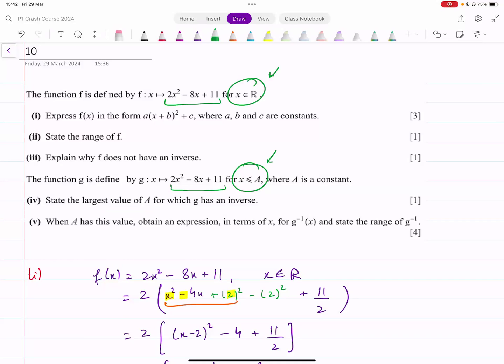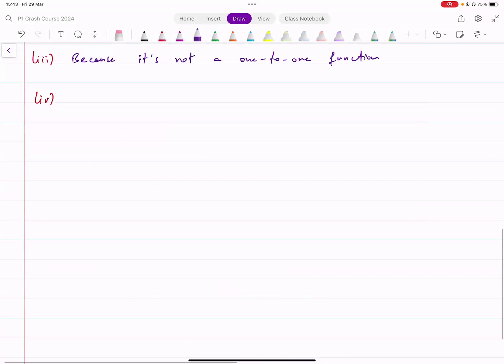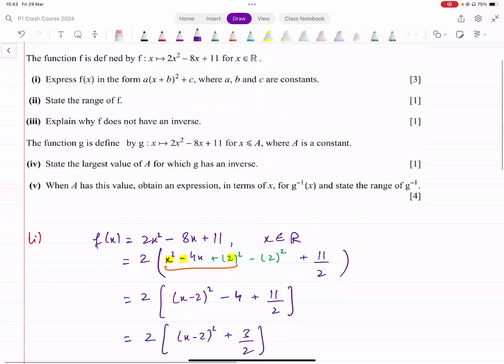Domain of f of x was all real numbers. Domain of g of x is x less than or equal to a, where we do not know what the value of a is. Let me write that down here. So they're saying g of x now is 2x squared minus 8x plus 11, and x is less than or equal to a. That's the function g of x. And now they say, state the largest value of a for which g has an inverse.